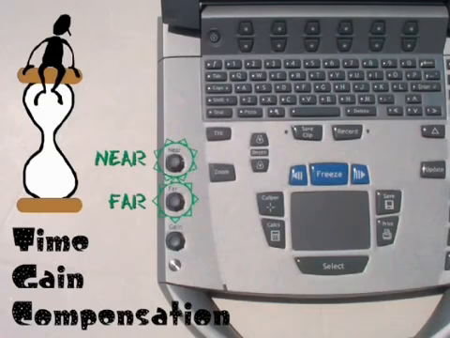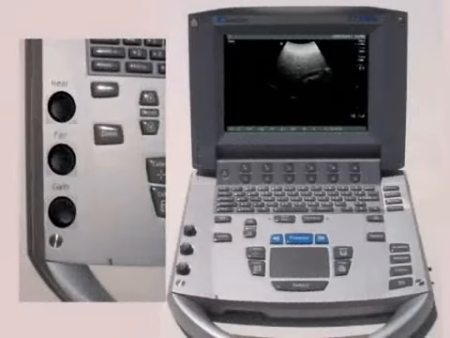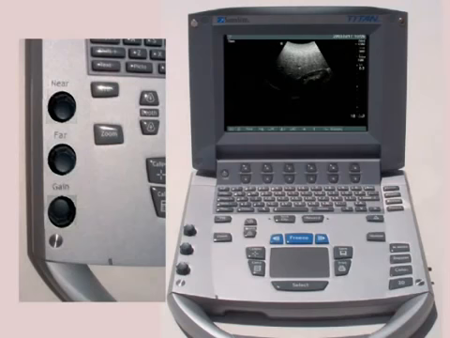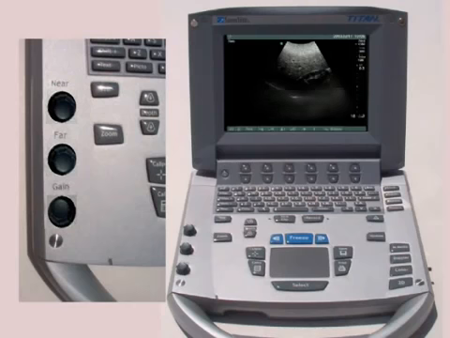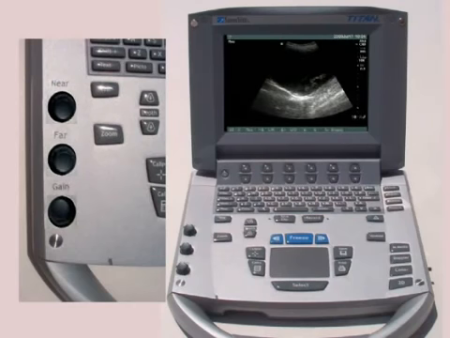Time gain compensation determines the brightness of the image at different depths. This image is very bright in the near field, but the far field is quite dark. In this example, the far field is bright, but the near field is quite dark. These can be adjusted by using the near and far controls.